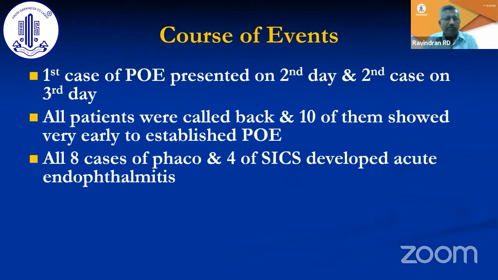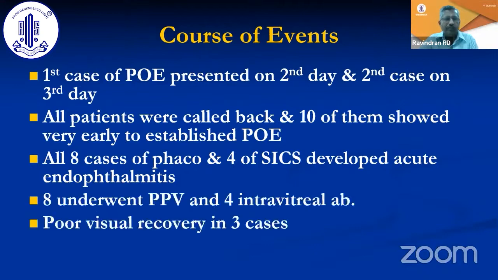Of all the cases which were operated, the 8 patients who had phacoemulsification and the 4 patients who had a small incision developed acute endophthalmitis. The 8 of them underwent vitrectomy, and 4 patients were given intravitreal antibiotic. None of the patients went on to phthisis or no PL. They had a poor visual recovery, less than 5/60, in 3 cases. The rest of the patients had 6/60 or better.